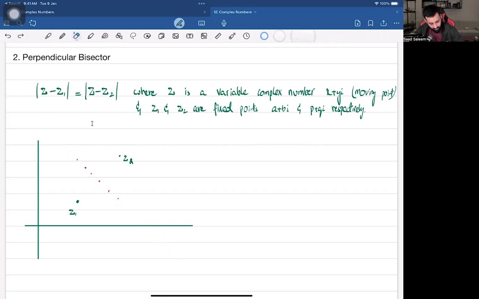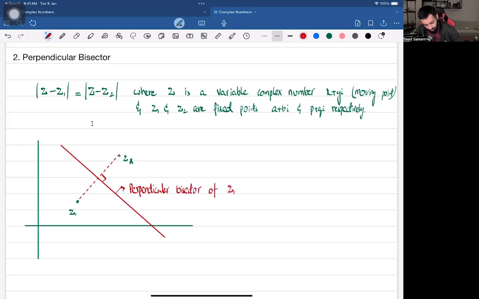So let me draw it nicely. What you will have is actually a perpendicular bisector of z1 and z2. Not drawn to scale, please do keep that in mind. Let's join these two as well. Let's keep them dotted. The solid line that you see is basically the perpendicular bisector of z1 and z2.